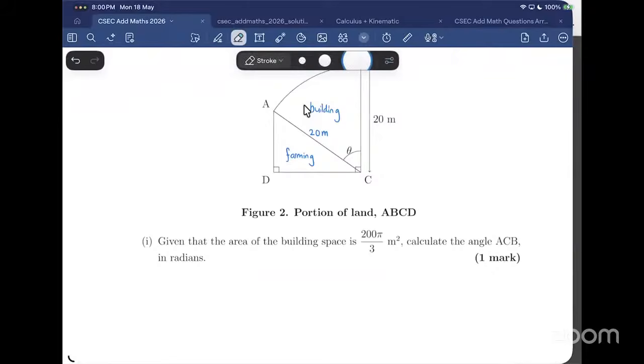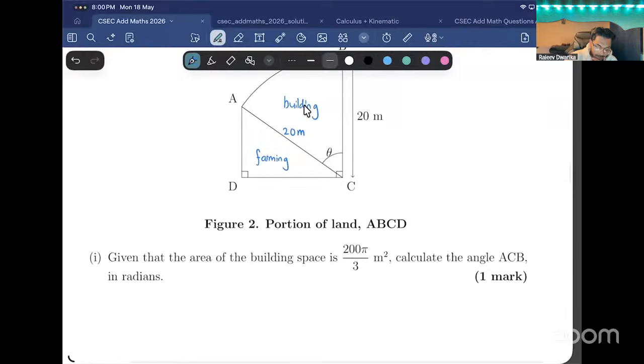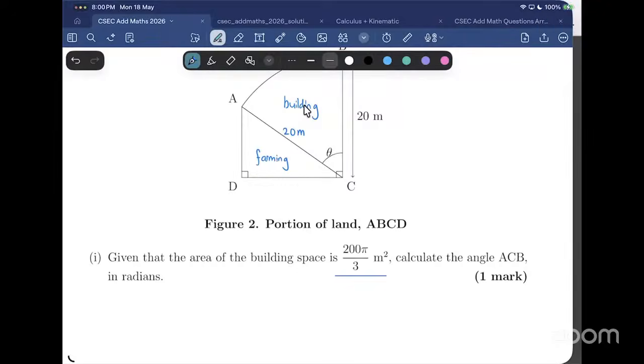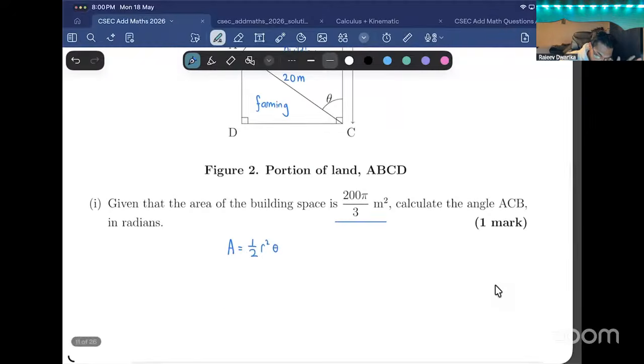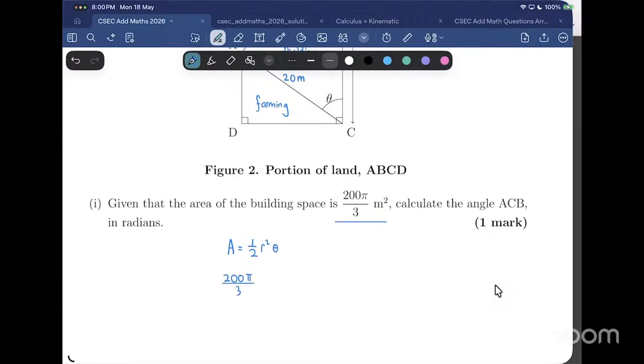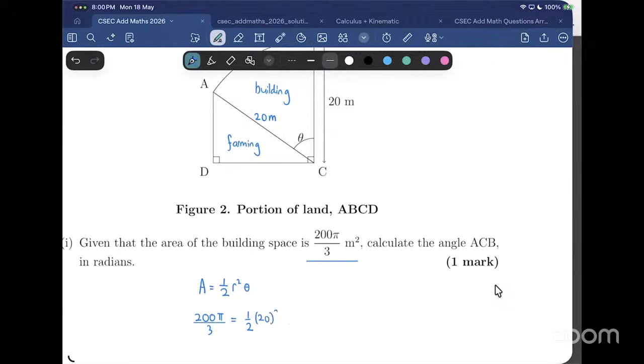They're telling us that the area of the building space is 200 pi over 3 meters squared. Calculate the angle ACB. So they are giving us area. Virginia, do you know the formula for area of a sector? Half r squared theta. Yeah, a half r squared theta. Now they're telling us that the area is 200 pi all over 3. And we know the radius is 20 meters, so that'll be 20 squared.